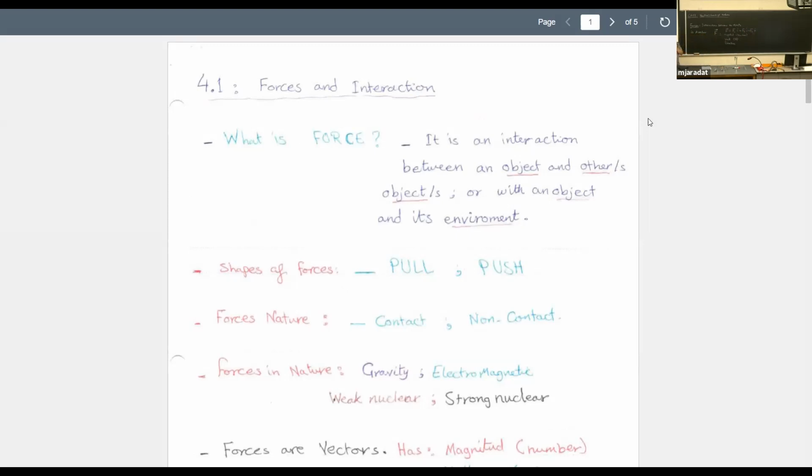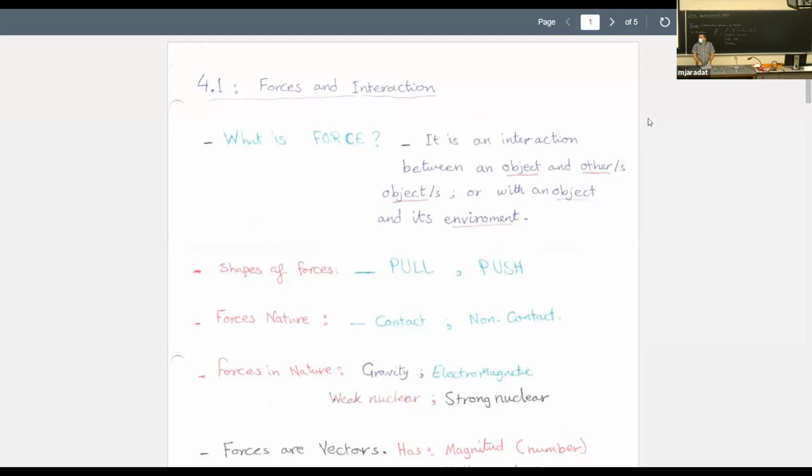Some forces have 2 directions. For example, the magnetic force. We have repulsion and attraction. Also for the electric force, the same thing. But gravity has just 1 direction. It's just an attraction force. We know that.